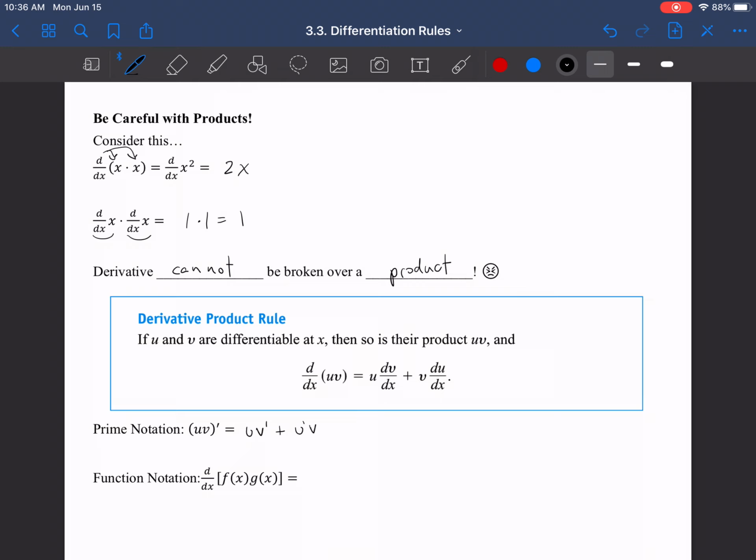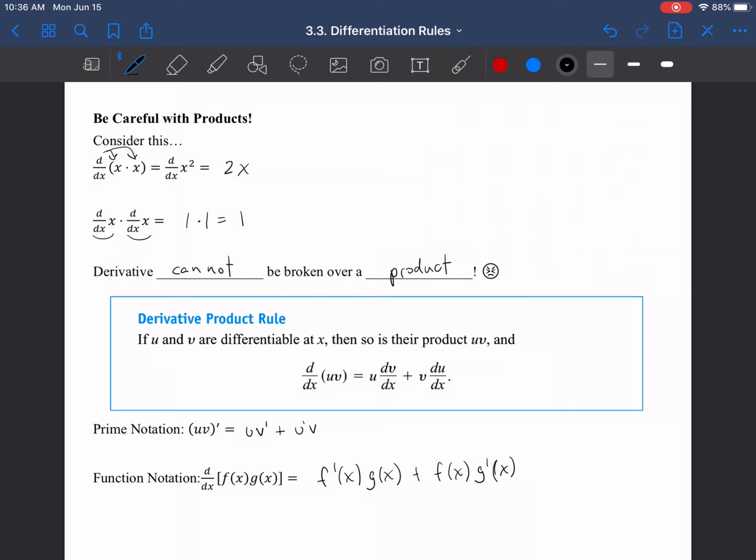In function notation, the derivative of f of x times g of x is the derivative of the first function times the second plus the first function times the derivative of the second function, just like that. So, say it in your head a few times: derivative of the first times the second plus the derivative of the second times the first. Just like that, and you'll get it down.